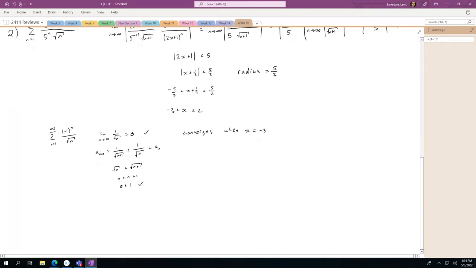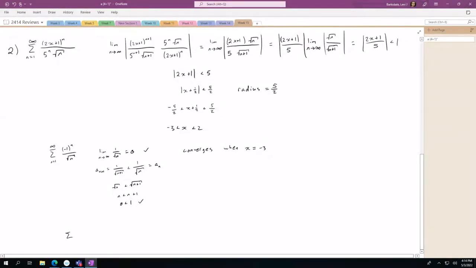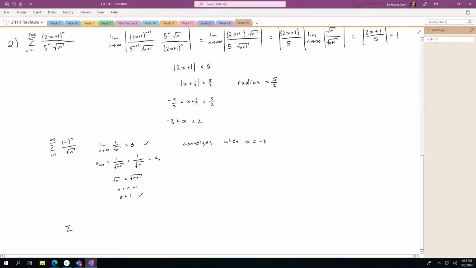If we take x equal to 2, then 2x plus 1 would be 5. 5 to the n over 5 to the n is just 1. So we'd have the sum from n equals 1 to infinity of 1 over square root n. And this one diverges by the p-series test. So it diverges when x is equal to 2.